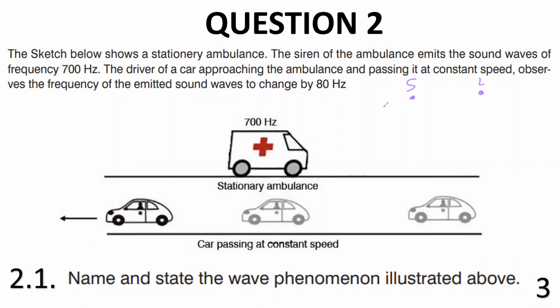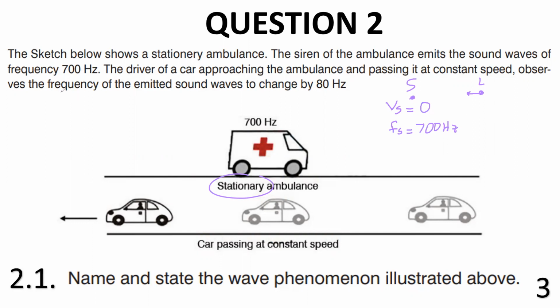So Vs equals 0, because the sound is coming from a stationary ambulance, it is given. And then Fs is equal to 700 Hz. And the driver of a car approaching, so L is coming now. They are coming closer to each other, so it means we will see a higher frequency. And then what else do we know? Passing with constant speed, coming and passing.